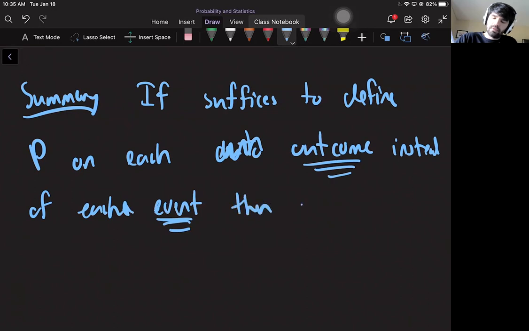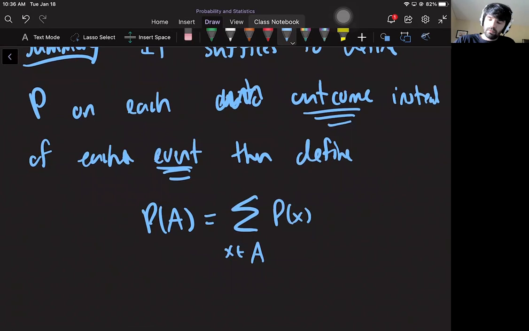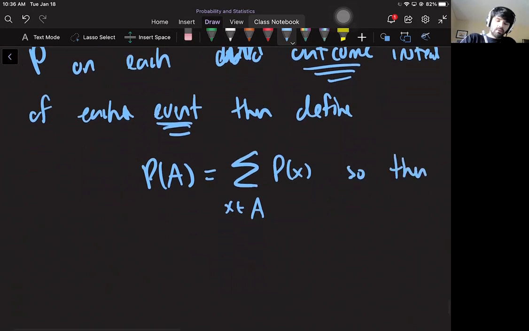And then you simply define it on events using this formula, which is you just sum up the probabilities of the outcomes in that event. So now I can just write x instead of curly brace x. And so then what happens is what I wrote before.